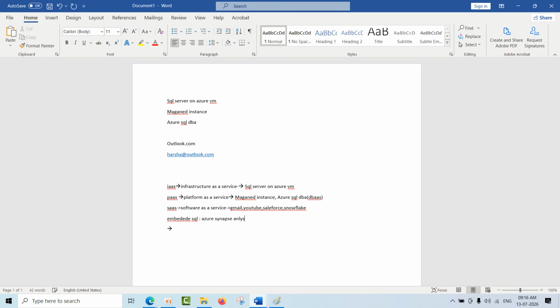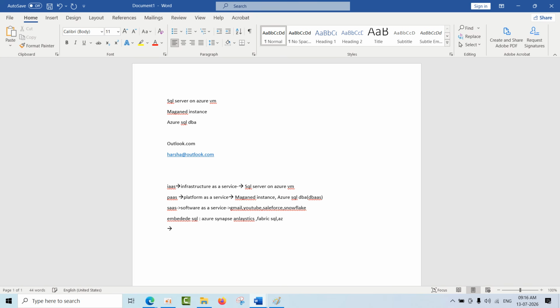This is also SQL Server. Don't get confused. You can consider it a SaaS only. But to be more precise, I'm calling it embedded SQL. Why? Because it is embedded into that product. Analytics. Okay, and along with Synapse Analytics there is Fabric SQL.